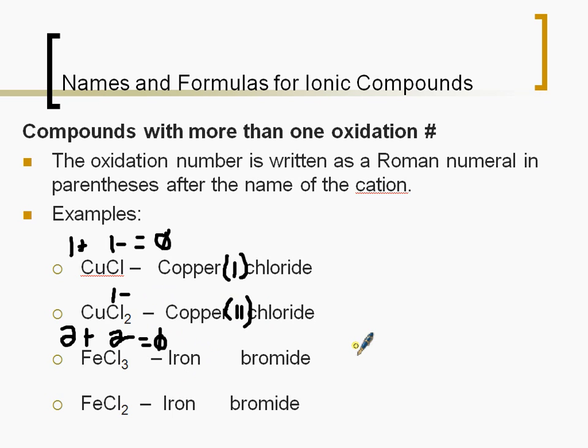The Roman numeral tells me what the charge of the metal is. It has nothing to do with the nonmetal. So just remember that this has to be written in the middle between the metal and the nonmetal, and this refers to this. It tells me what the charge on that copper is.